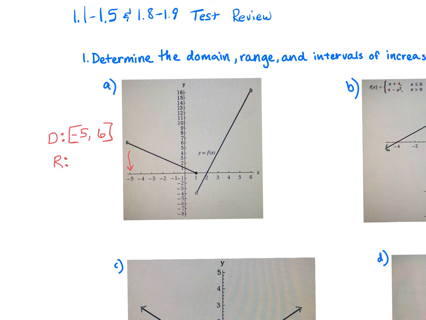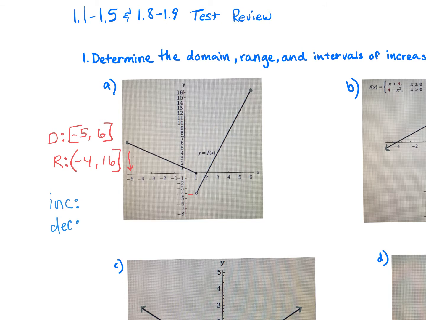Now range would be from the bottom to the top. What's the lowest that this graph goes? -4. And what's the highest that this goes? 16. What are my notations on the end? Parenthesis on -4, bracket on 16. Great. So now when we talk about intervals of increase, decrease, and constant, what axis do we read?